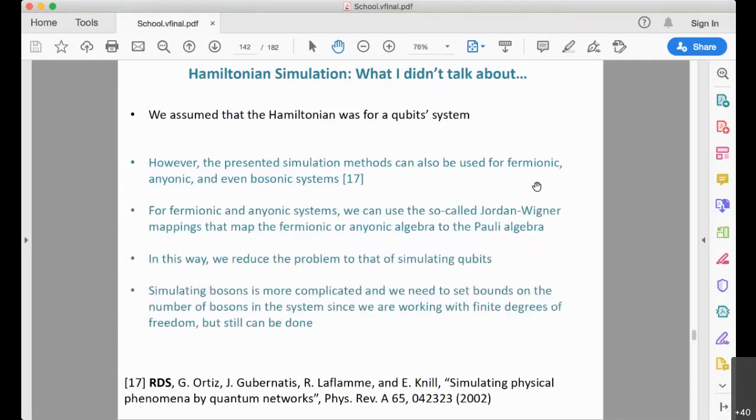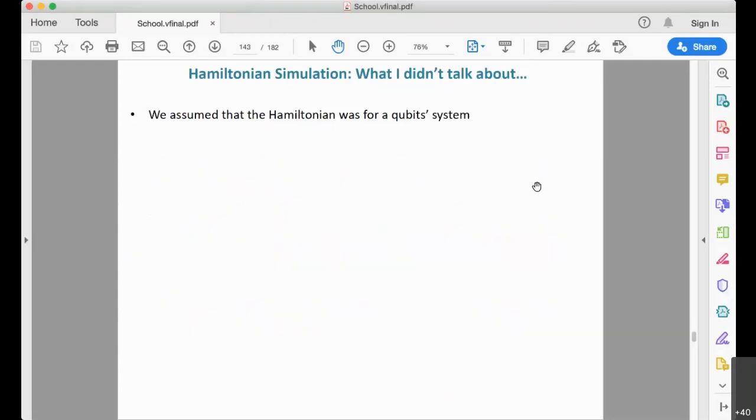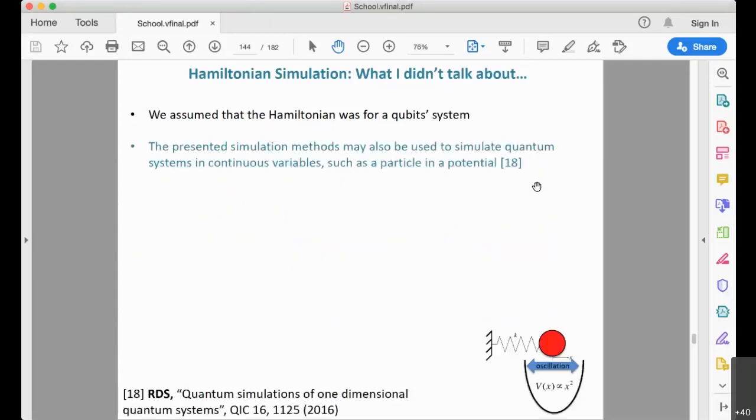Right? So simulating bosons may be more complicated because perhaps you have to deal with Hilbert spaces which are of infinite dimensions, so you have to put extra cutoffs in Hilbert space dimension and so on. All right. There's also work about simulating quantum systems with continuous variables or simulating quantum field theories.